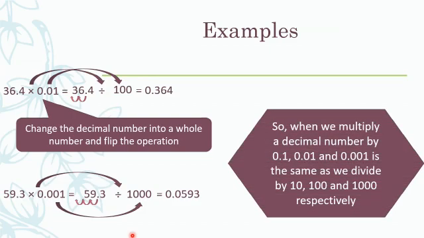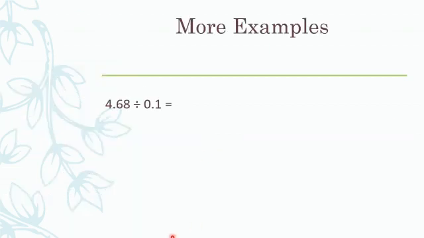So, when we multiply a decimal number by 0.1, 0.01, and 0.001, it is the same as we divide by 10, 100, and 1000 respectively. Here we multiplied by 0.01, it is the same as we divide by 100. Here we multiplied by 0.001, it's the same as we divide by 1000. And if we multiply by 0.1, it will be the same as we divide by 10. Let us take more examples.